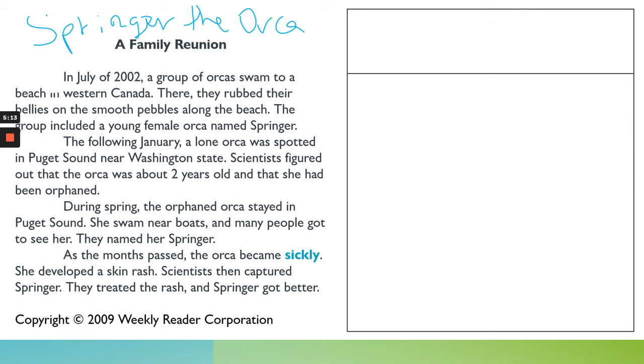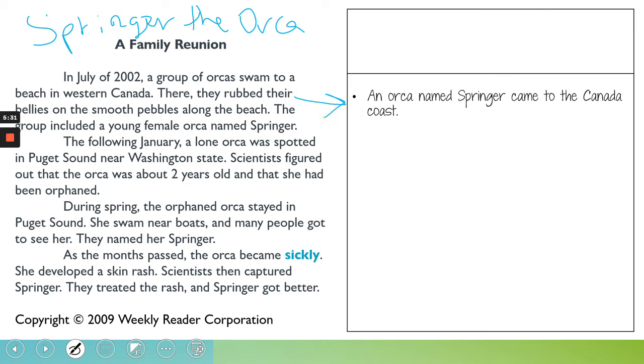Okay, what's that about? I know it's about an orca. Oh, the orca came to the beach in Canada. So I can write that as my first bullet point. An orca named Springer came to the Canada coast. Okay, and I know that that all came from this first paragraph. Now I'm ready to look at the next paragraph.